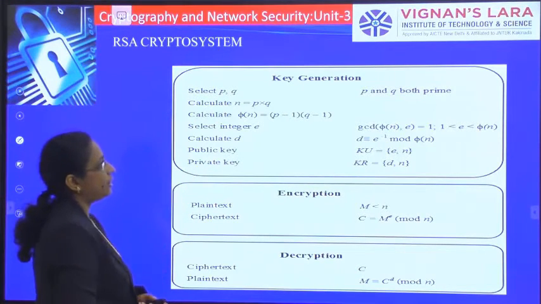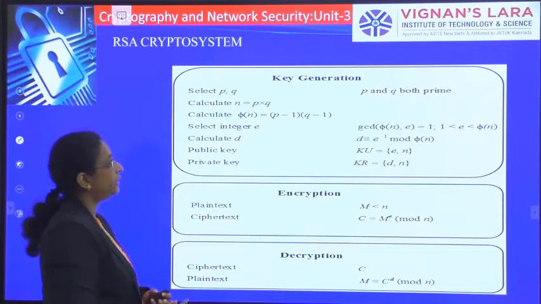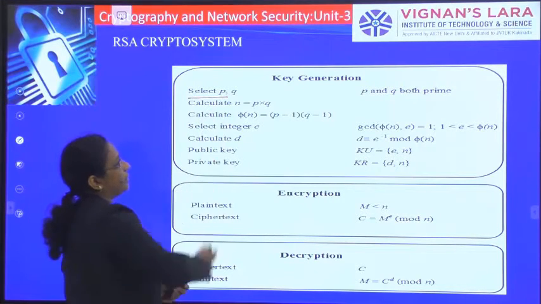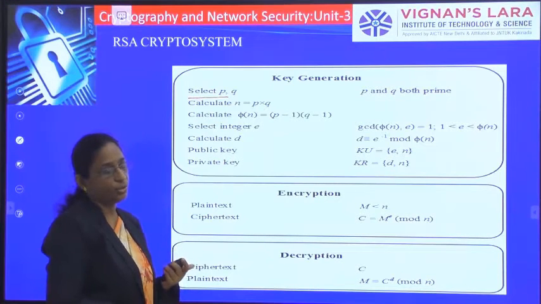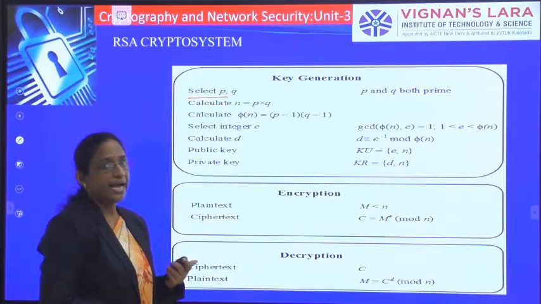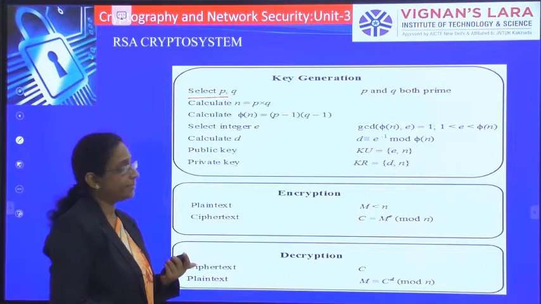Here the receiver selects P and Q. He selects two large prime numbers, P and Q.